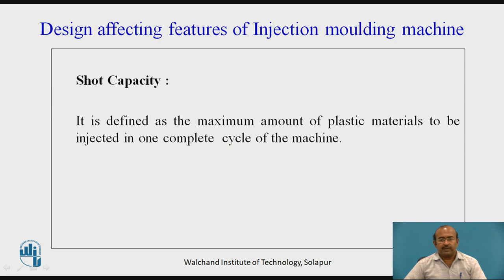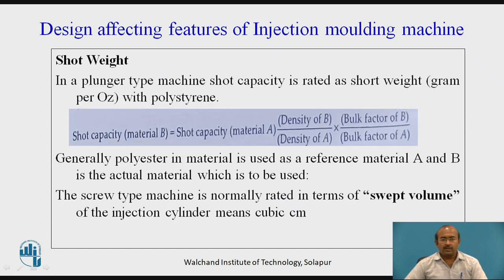Shot capacity. It is defined as the maximum amount of plastic material to be injected in one complete cycle of the machine. That means, as we can recall from the image we had seen, the rotation of the screw in the barrel, where the raw material is placed, injects it into the mold cavity. Thus, it is the maximum amount of plastic material fed through the feed screw, stored in the gap between screw and barrel, into the mold cavity per one complete cycle, which is nothing but the shot capacity, or shot weight.